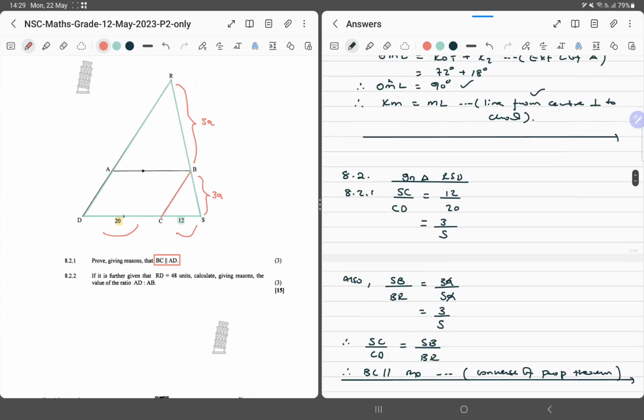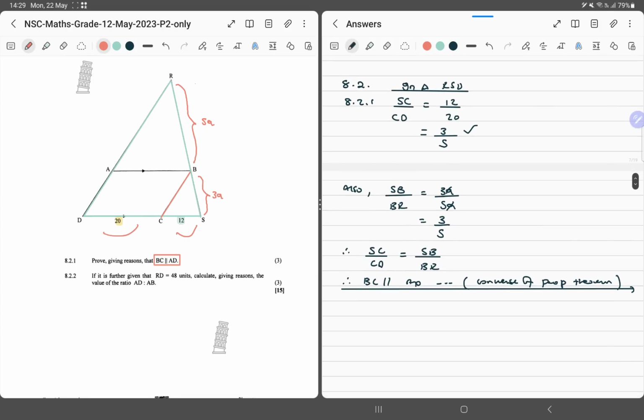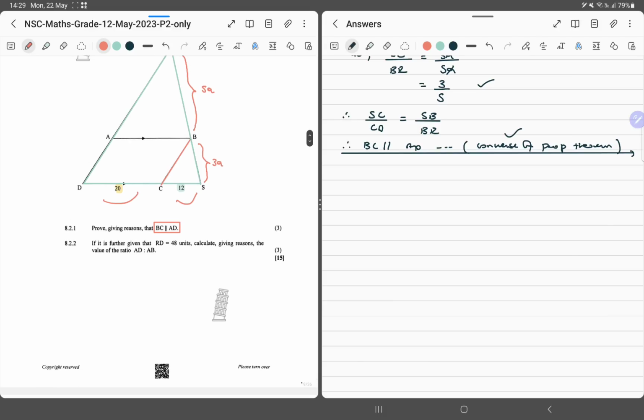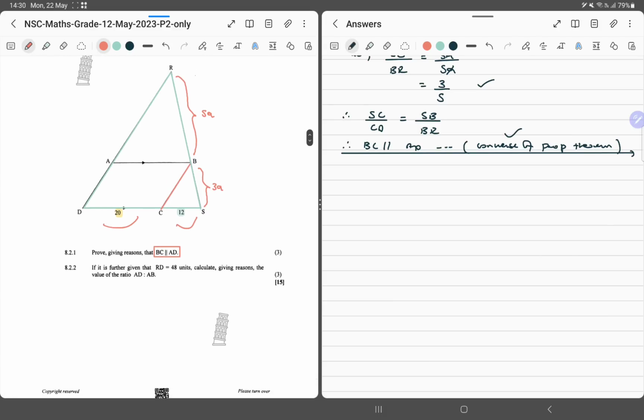So where are the marks here? This one is easy, 3 marks. Let's just move on. Now it is further given that RD is 48 units. Calculate, giving reasons, the value of AD over AB. But we just found out that this line is parallel to this one.